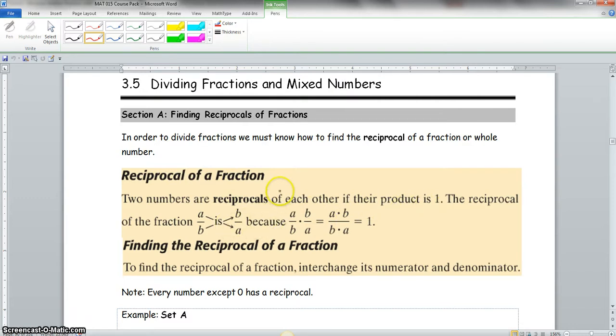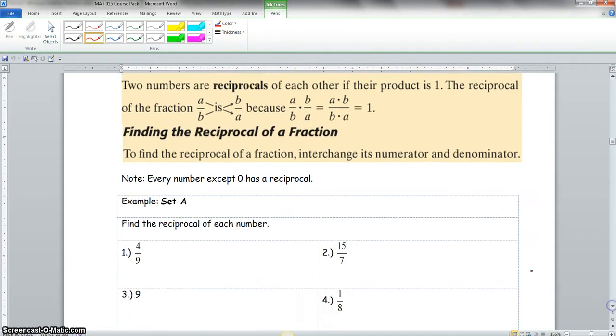The reciprocal of the fraction a over b is b over a, because a over b times b over a is equal to a times b all over b times a, which is 1. Finding the reciprocal of a fraction. To find the reciprocal of a fraction, interchange its numerator and denominator. Simply put, whenever you have a fraction, all you have to do is flip it. That's called the multiplicative inverse, but the actual action is that you're flipping the fraction.